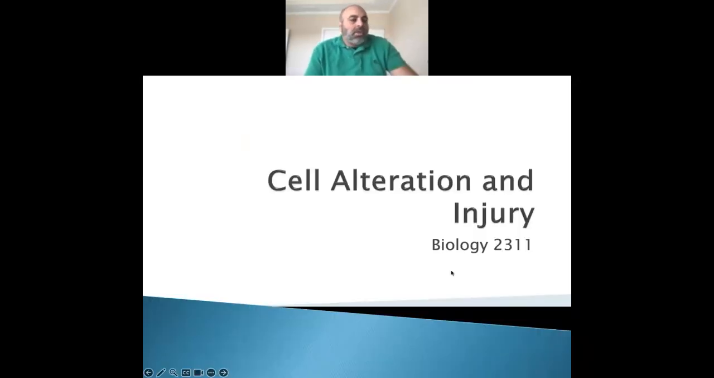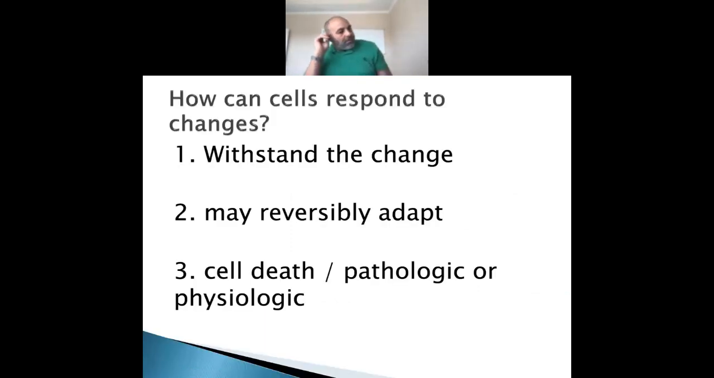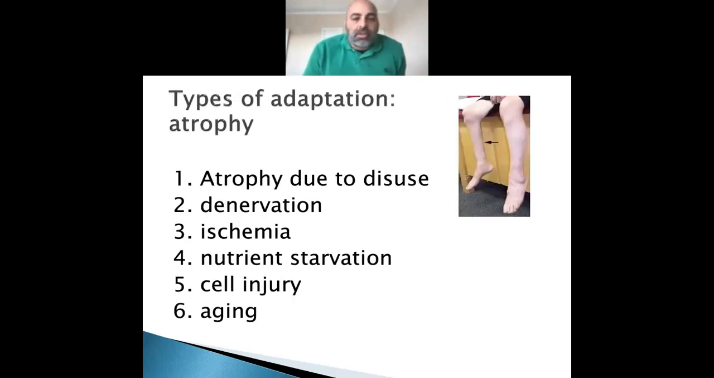All right. Cell alteration and injury. Cells have a couple things they can do. Either they can resist the change and handle it, they can change and then come back, or they die or become pathologic. So they become altered and non-functional in the proper way. They become like cancerous. The functionality is not there. It's incorrect functionality.